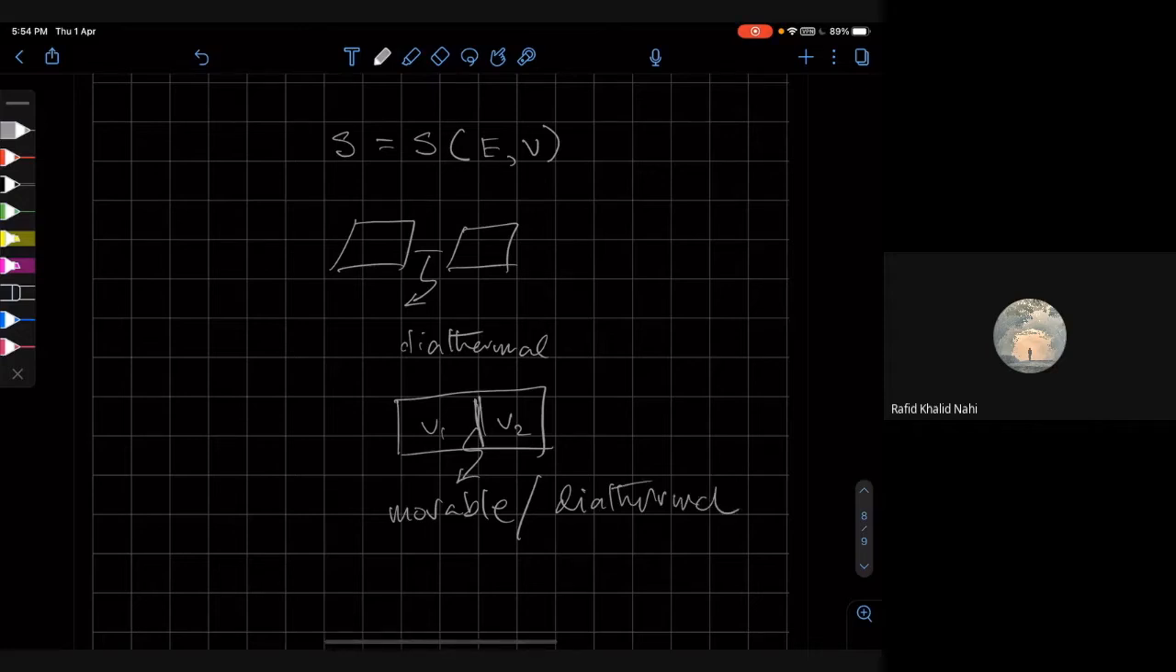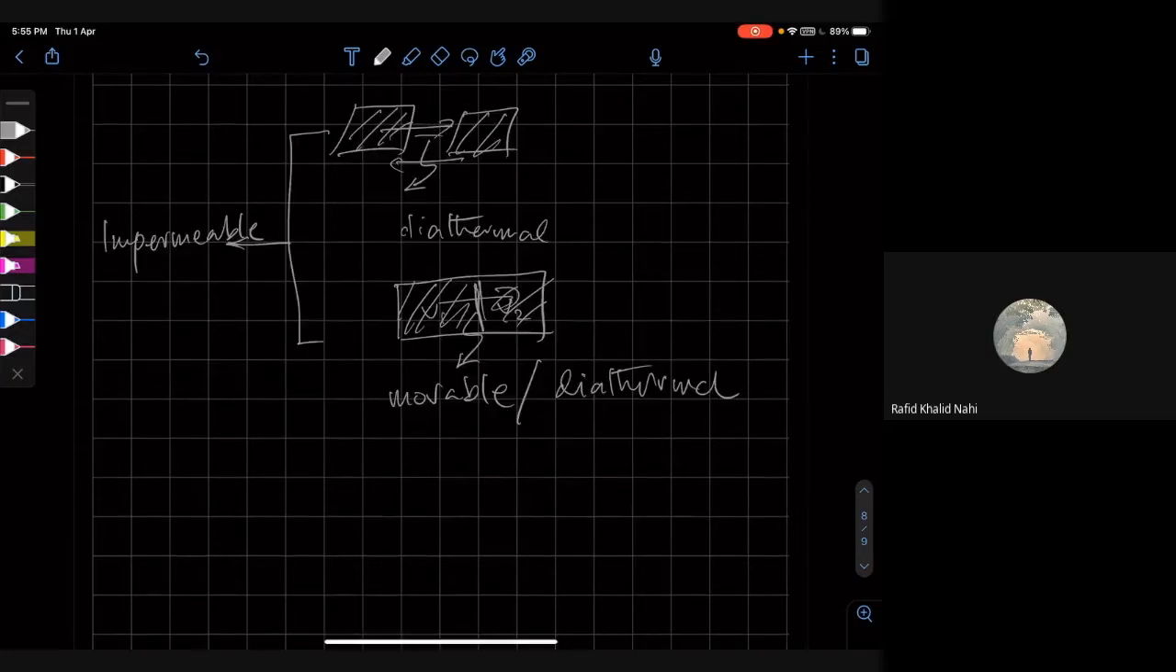But in both cases, our walls were impermeable. So that means that the particles here could not escape here and vice versa. And the particle here could not escape here. So that means that the particles on both sides, N1 and N2, remained constant separately, right?